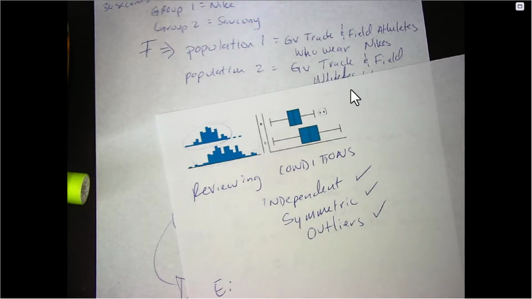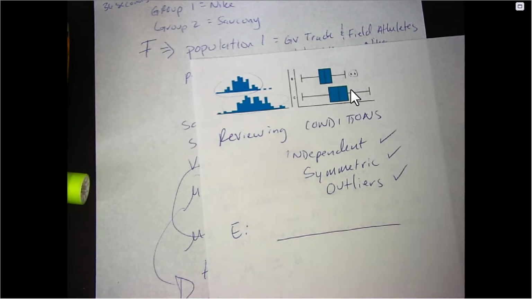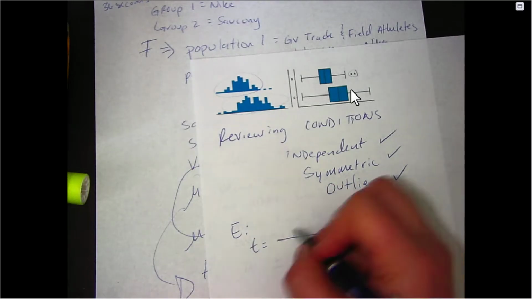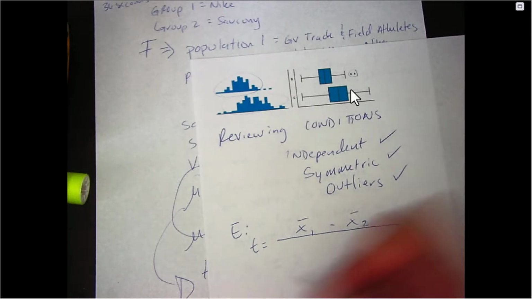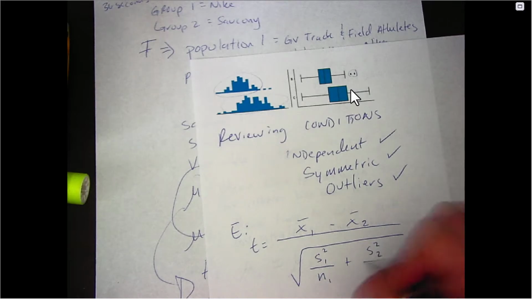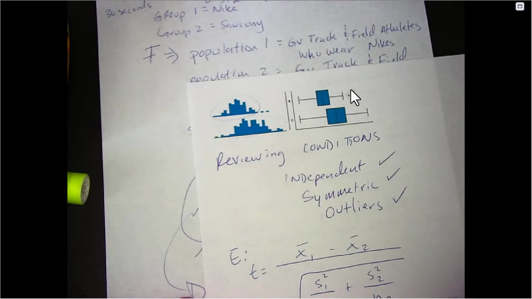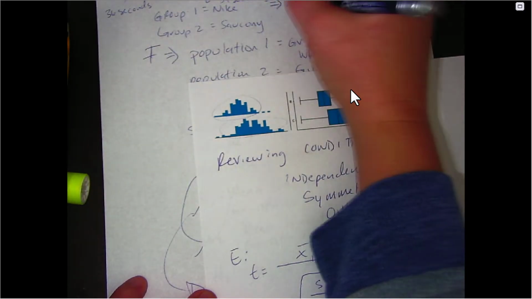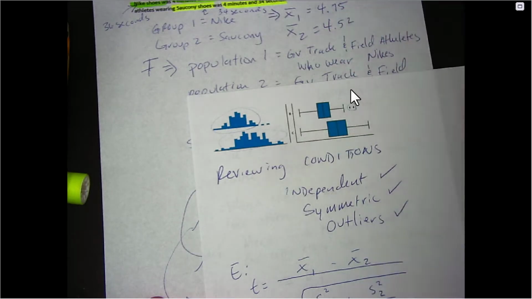So then for our E, executing calculations, we need to calculate the t-test statistic. And if you remember, that's x bar sub 1 minus x bar sub 2 all over s sub 1 squared over n sub 1 plus s sub 2 squared over n sub 2. Now here, when I had group 1, my x bar sub 1 was 4 minutes and 45 seconds, so 4.75 would be that translation. And then x bar sub 2 would be about 4.52. So that is going to be plugged in here.